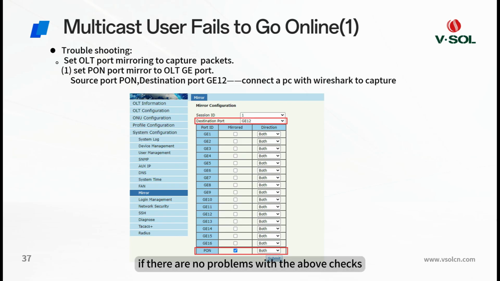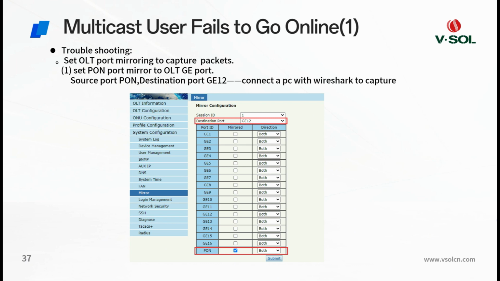If there are no problems with the above checks, then you need to set a mirror port and capture packets on the OLT. For this screen, set the PON port mirror to the OLT GE port. Source port PON, destination port GE12. Connect a PC with Wireshark to capture.